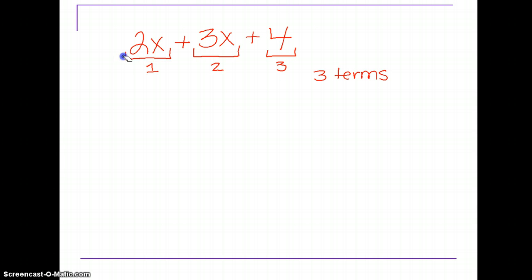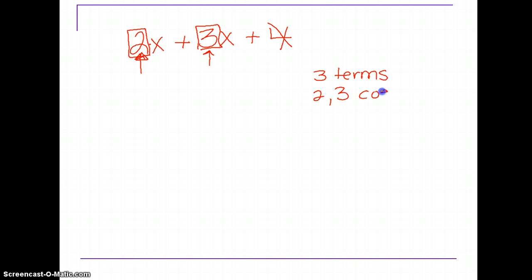What would be the coefficients? Now remember, coefficients only happen when there is a variable being multiplied next to a number. So 2 is a coefficient, and it's just 2, and 3 is a coefficient, and it's just 3. It is not 3x, it's just the number. 4 is not being multiplied by a variable, so it is not a coefficient. So 2 and 3 are called coefficients.